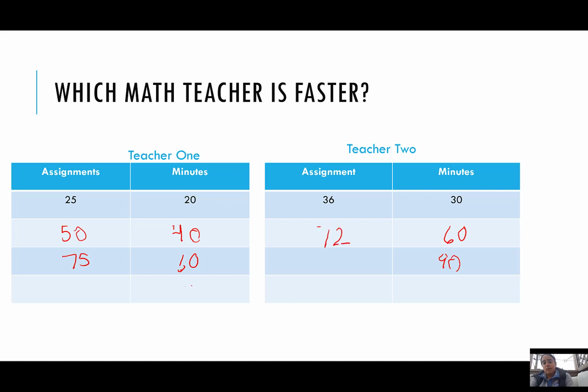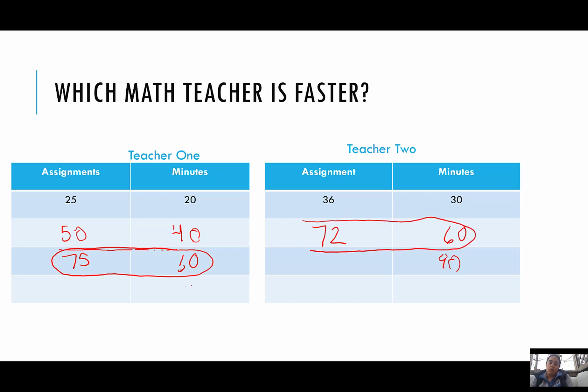Okay, oops, that's kind of messy. Let's try again. Is 72. So now, look, we have one part of the ratio to be the same, which is 60 minutes. So here, 60 minutes, the teacher can grade 75 assignments. So in 1 hour, teacher 1 can grade 75 assignments. In one hour, or 60 minutes, teacher 2 could grade 72 assignments. So we could see that teacher 1 is faster.